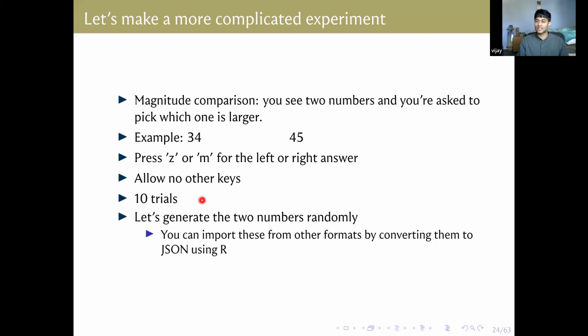And let's make it 10 trials. And then let's generate the 2 numbers randomly. This is just for convenience. You can import your pre-generated stimuli pretty easily by converting them to the JSON format using R. So you can just have a CSV of your stimuli and then use it in JavaScript by converting it to JSON. But for now, we're just going to randomly create the stimuli.